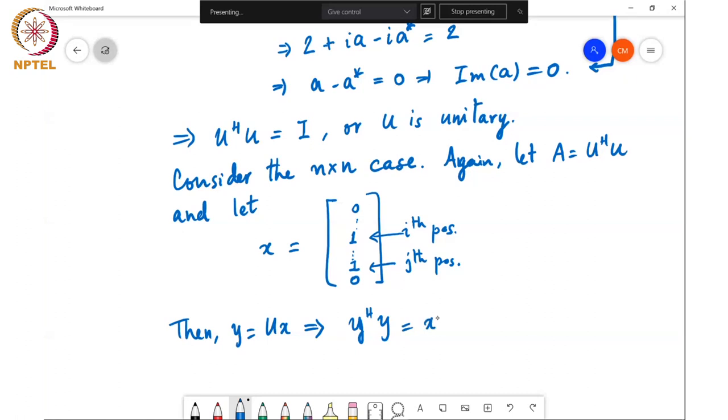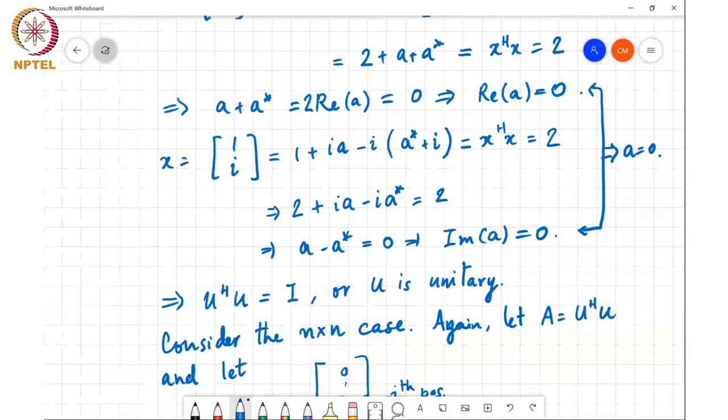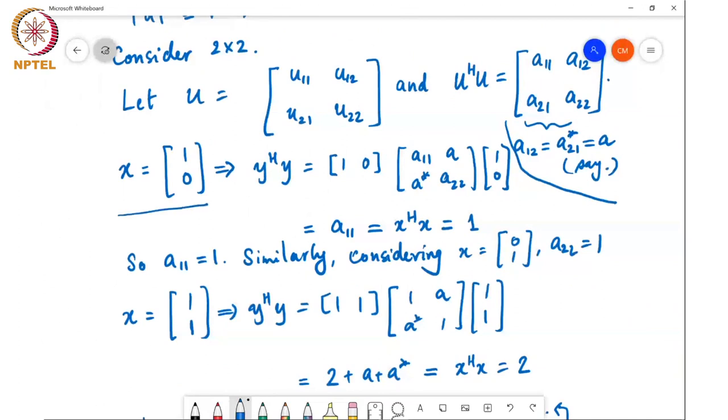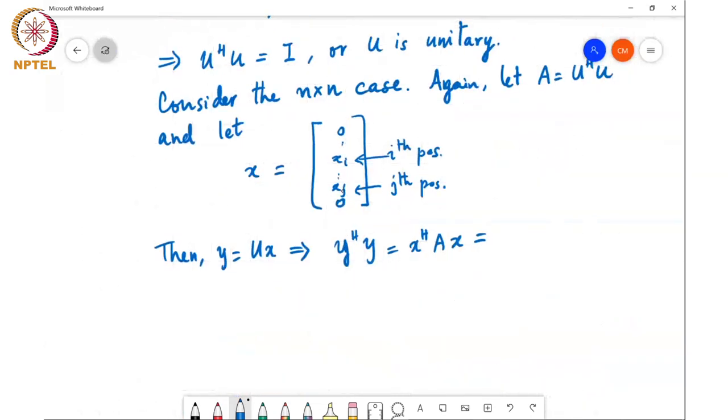this is equal to X Hermitian A X. So it's a vector which has zeros everywhere except x_i in the ith position and x_j in the jth position, because I'll want to use x_i equals 1, x_j equal to 0; then x_i equals 0, x_j equals 1; then x_i equals 1, x_j equals 1; and finally x_i equals 1 and x_j equal to i. We considered four cases: X equal to 1, 0 and 0, 1, X equal to 1, 1, and X equal to 1, i. Those are the four x_i, x_j values that I'm considering later. But for the purpose of writing this, X is a vector where only x_i and x_j are non-zero.